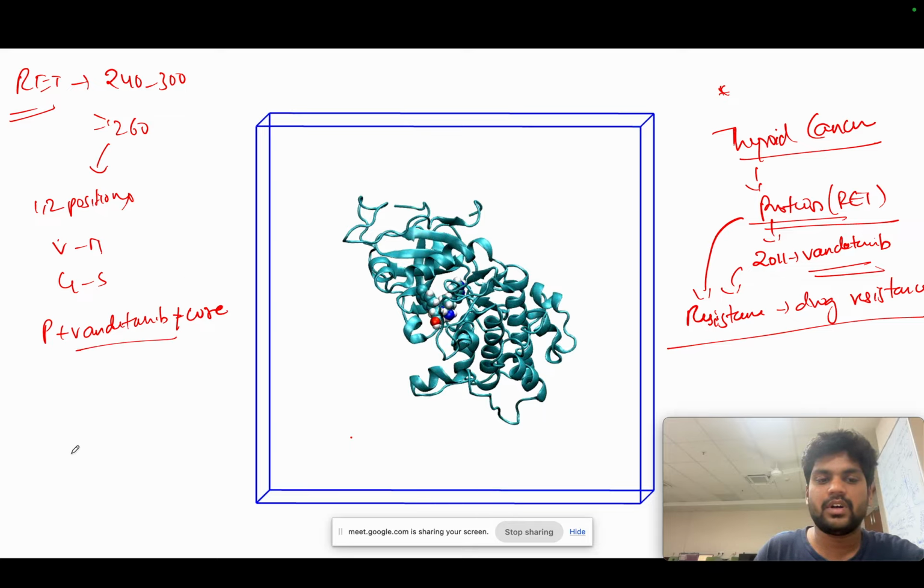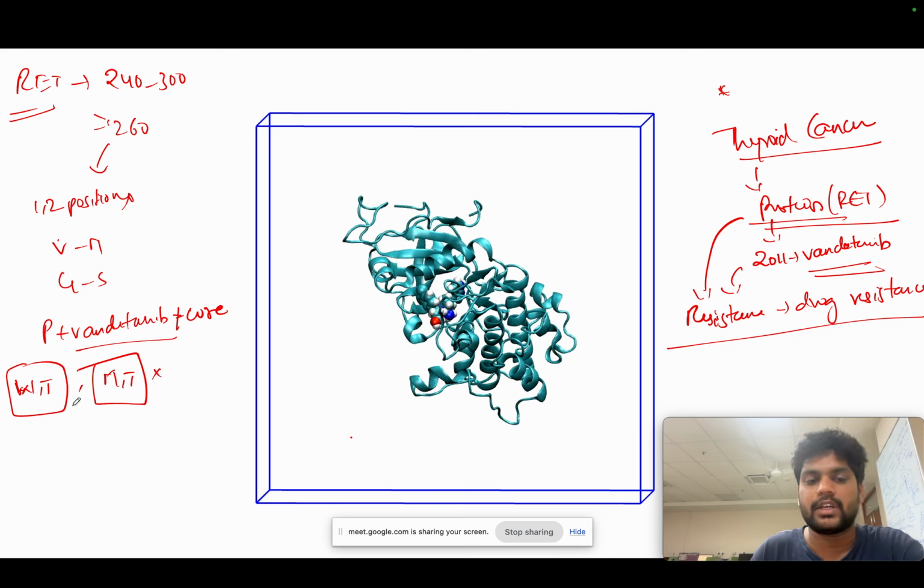So what we have done: initially we understood that there is a wild type, and now we focus on the wild type and a mutant type protein. In the wild type, the vandetanib is working perfectly, and in the mutant type, it is not working. So now we developed drugs where we show which molecule, if I add it to the vandetanib, helps. The vandetanib structure looks like this.